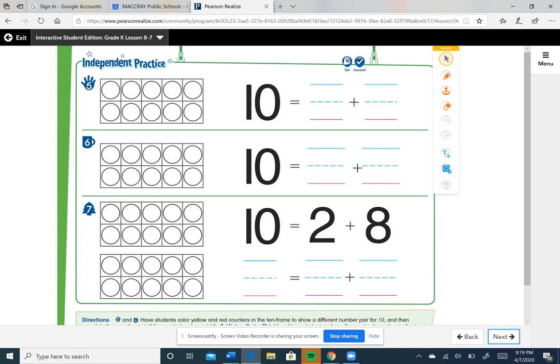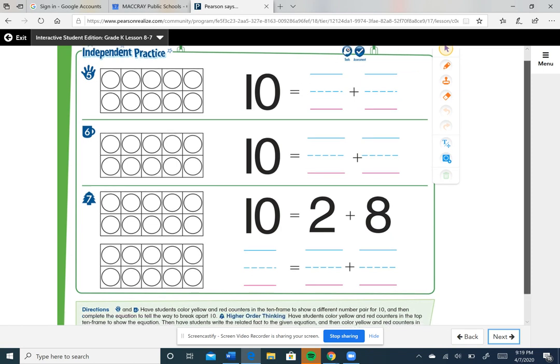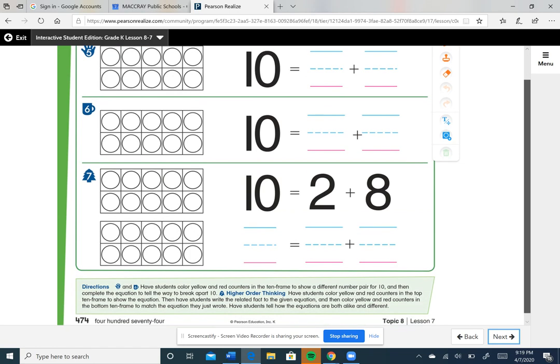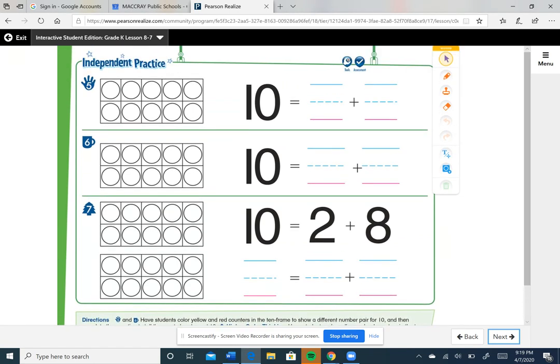All right. Now on 5 and 6, so the hand and the coffee mug, you need to show me 2 different ways to show 10. 2 different ways to break 10 apart. So my first one, we're going to do this. I'm really trying to make you think on this one today, kindergarten, right?